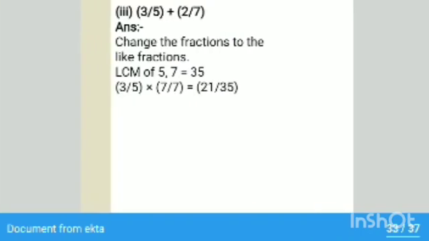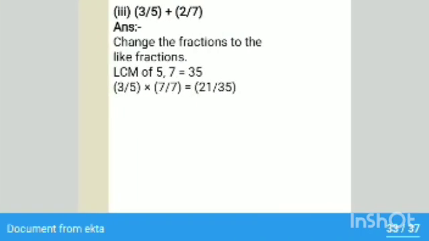So how will we convert 3 upon 5? 5 into 7 is 35, so we multiply the numerator as well as the denominator by 7. 3 7s are 21, 5 7s are 35. So 21 upon 35. Now 2 upon 7, we need to make 7 into 35. With what number will you multiply 7? We multiply 7 with 5. 7 5s are 35. And remember, the number we multiply with the denominator, the same number is multiplied with the numerator also. So 2 upon 7 into 5 upon 5 is 10 upon 35.